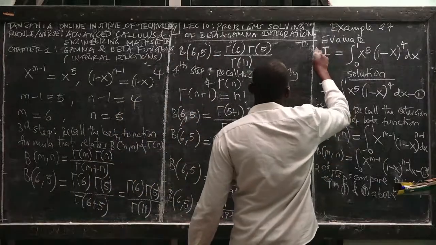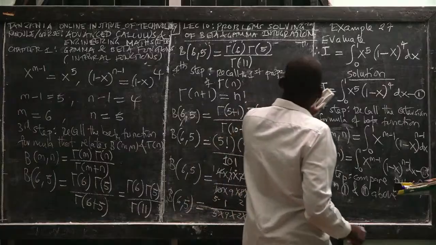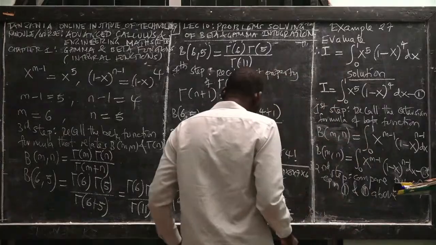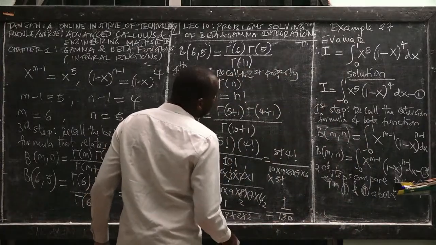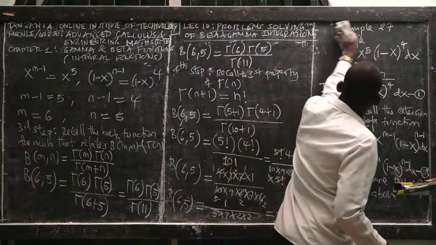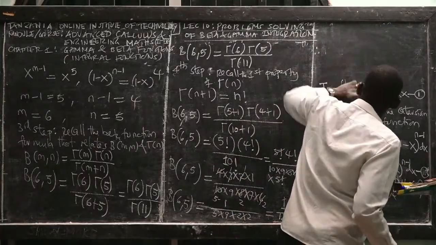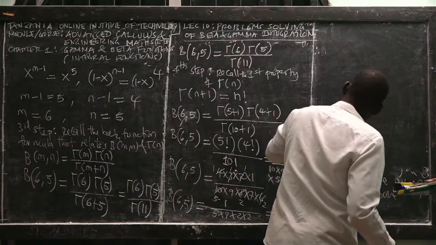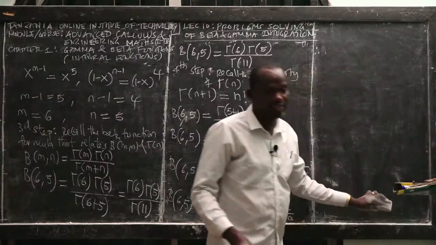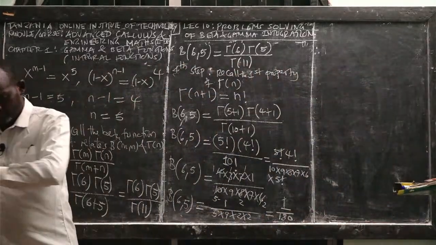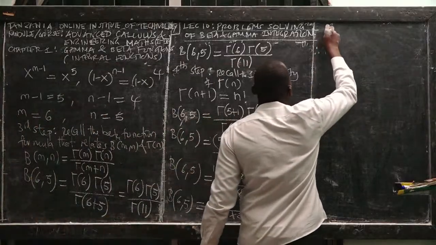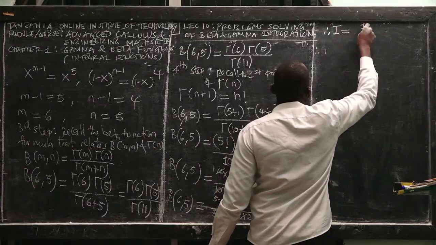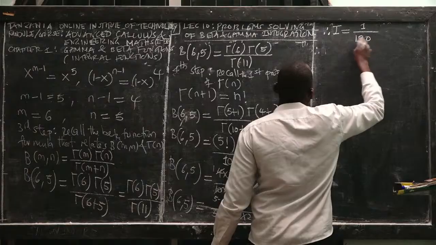So this is the final response. You can pause the video and write. I don't wait for you to write. Pause the video and write and you continue. So therefore I is equal to 1 over 180.